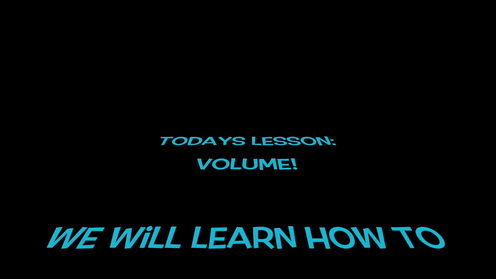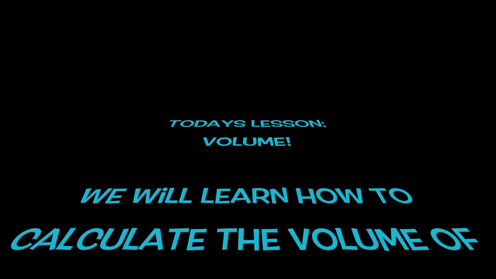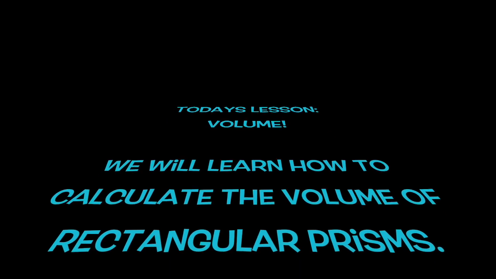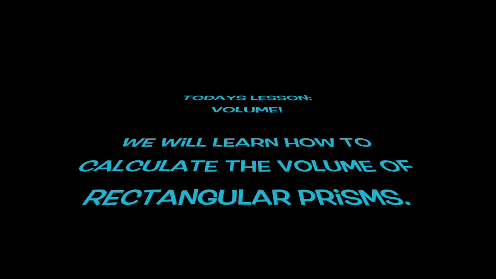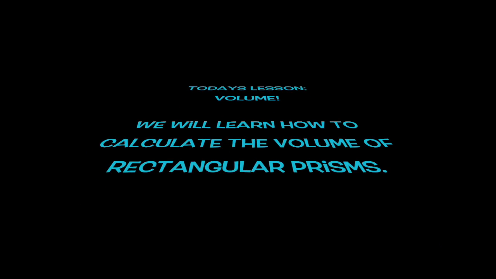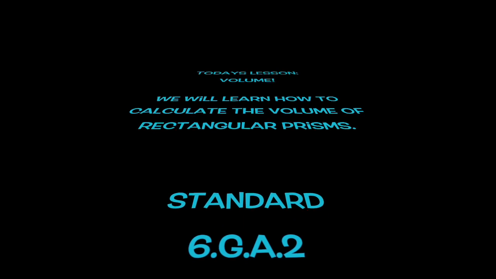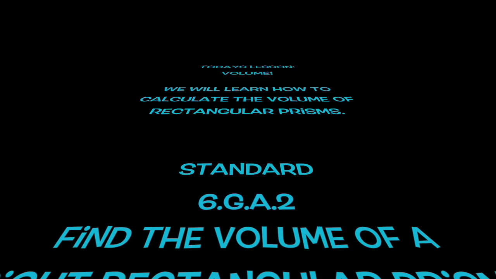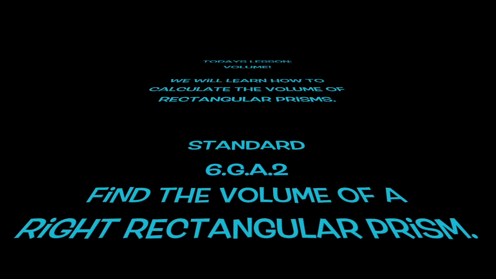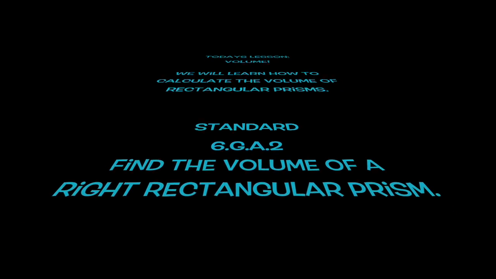Today's lesson we're talking about volume, and volume is how much space is inside of one of those 3D figures. We're going to learn that by calculating the volume of rectangular prisms with two different formulas. Our standard that we're focusing on today is 6.G.A.2. That G stands for geometry. Find the volume of a right rectangular prism.